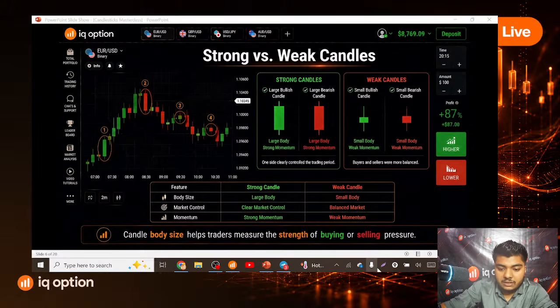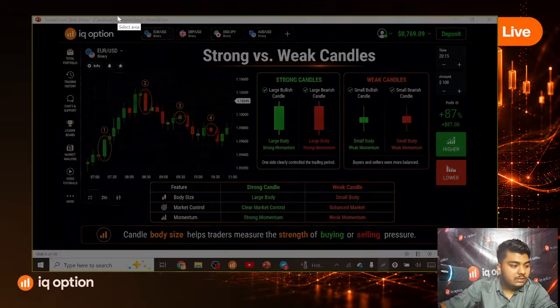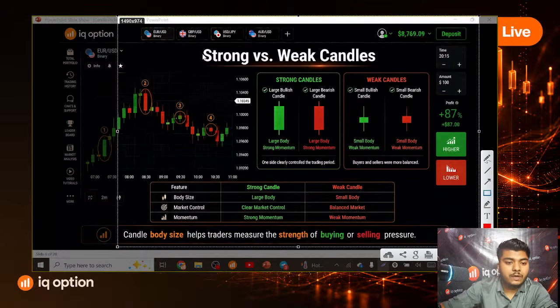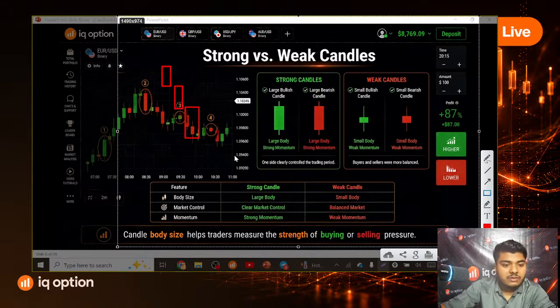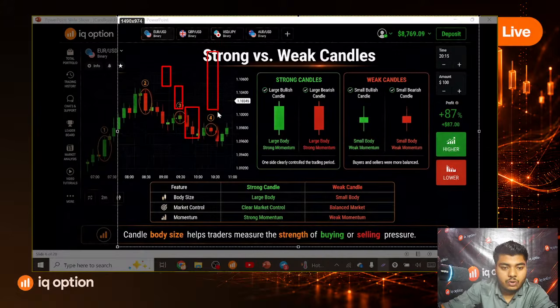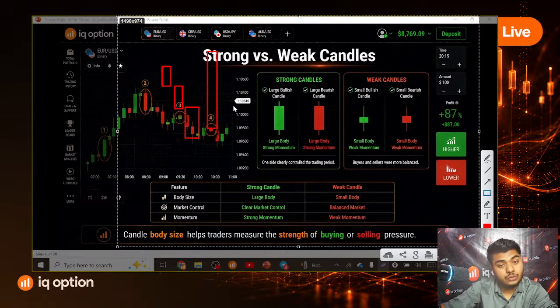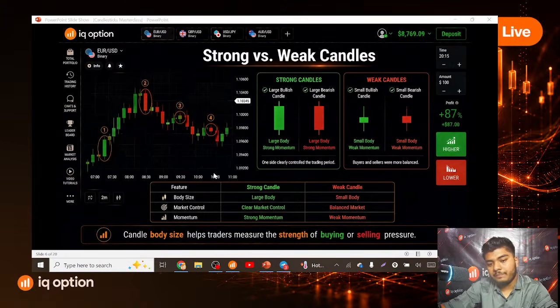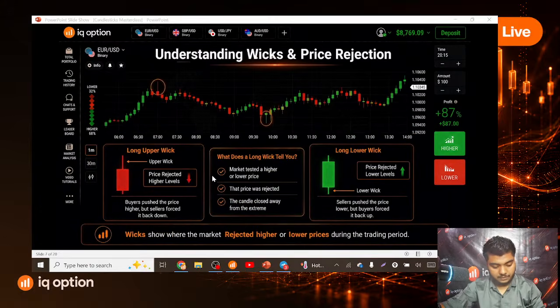Let me give you a little advice here. A little tip: if you find three continuous strong candles in the market, that means it's momentum. Okay, write down this one. If you find three continuous same-color strong candles in any trend, that means this is momentum. Also, a strong, full, big candle shows momentum. That's how you can identify momentum. So let's move to the next topic.